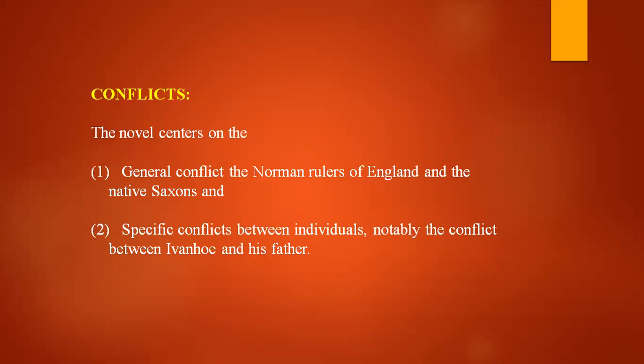Now, this novel Ivanhoe is actually based upon important conflicts. There are two important conflicts around which the whole plot revolves. The novel centers on a general conflict between the Norman rulers of England and the native Saxons. On the broader level, there is a conflict between the Norman rulers and the Anglo-Saxons. Here Ivanhoe belongs to the Anglo-Saxon group, and Richard the First is a Norman. So there is the conflict between Normans and Saxons. And the second conflict, on the personal level between individuals, is notably the conflict between Ivanhoe and his father. So there are these two conflicts that we have to focus on in this novel.